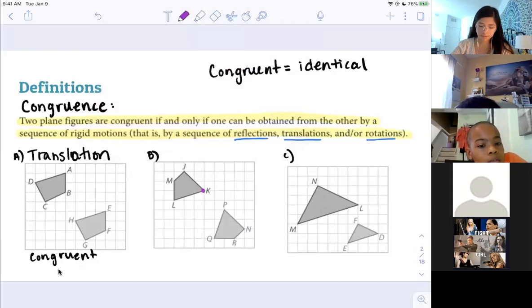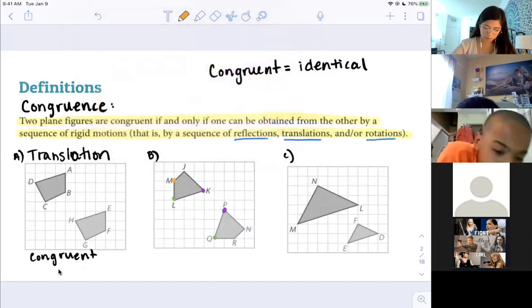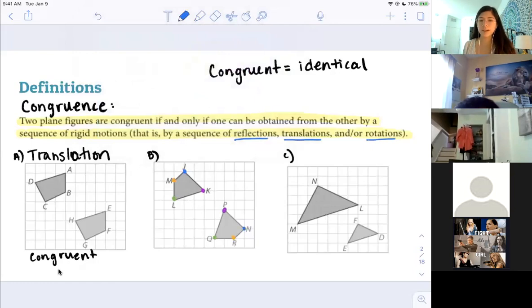P. P, good. If I'm putting green on L, what other letter do I put green on? Q. Q. I'm going to label M as an orange. Where's that going to go? R. And J is N. And then J goes with N. Okay. Does that kind of help you visualize it a little bit?